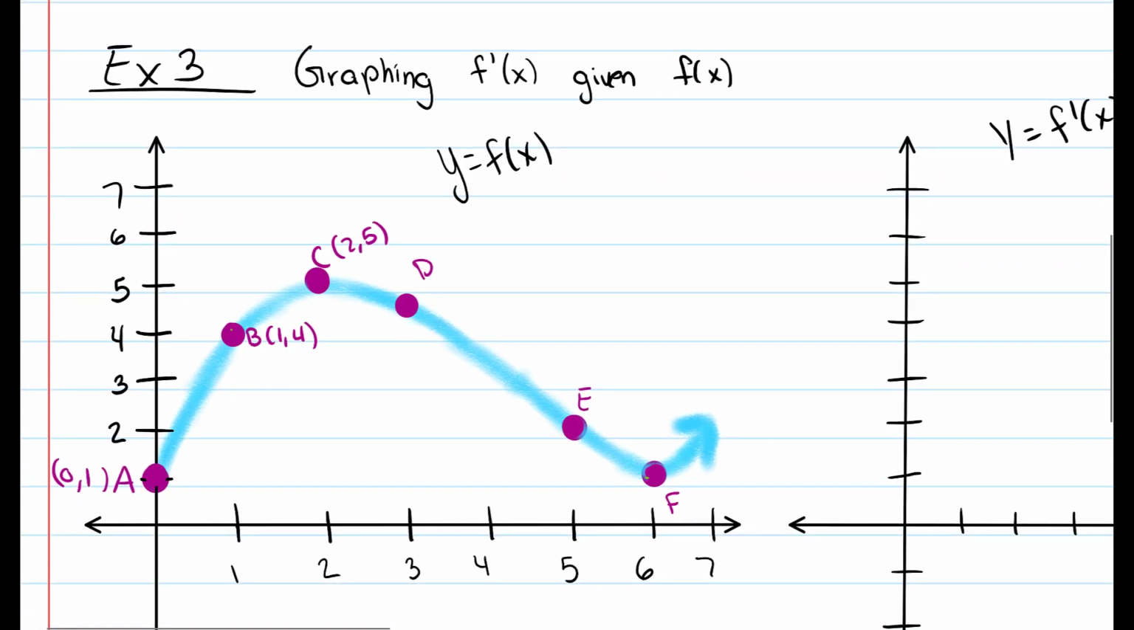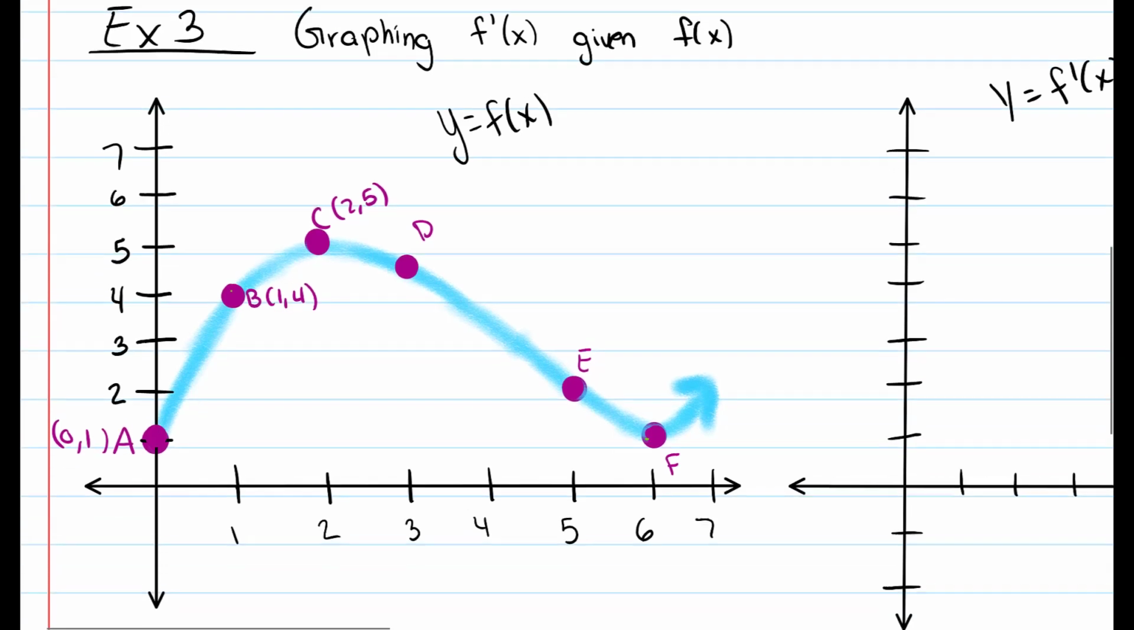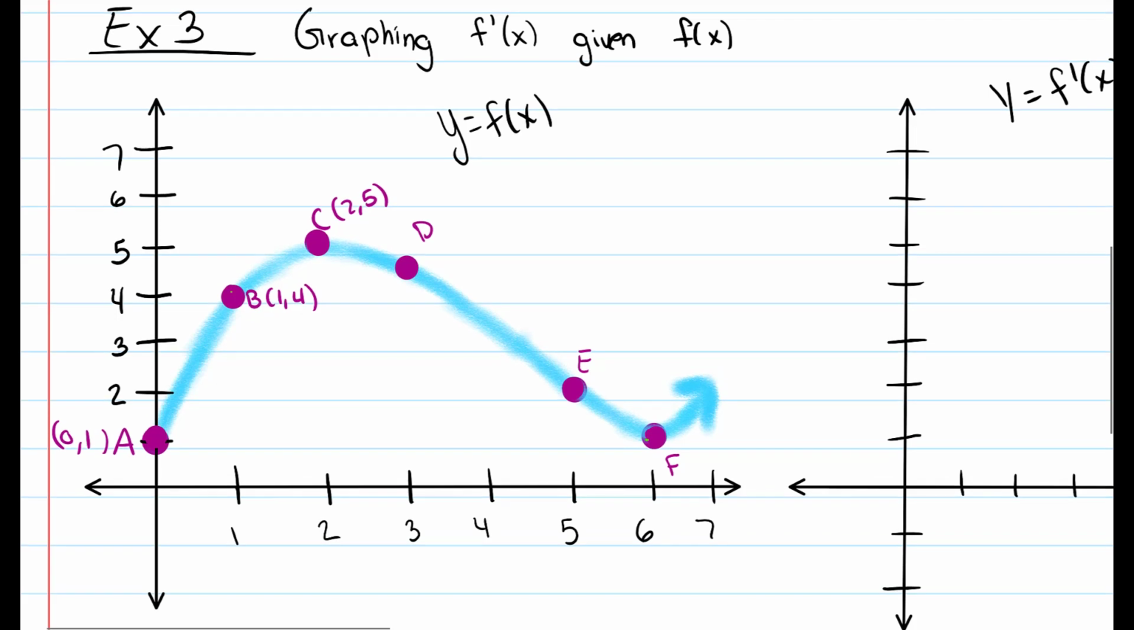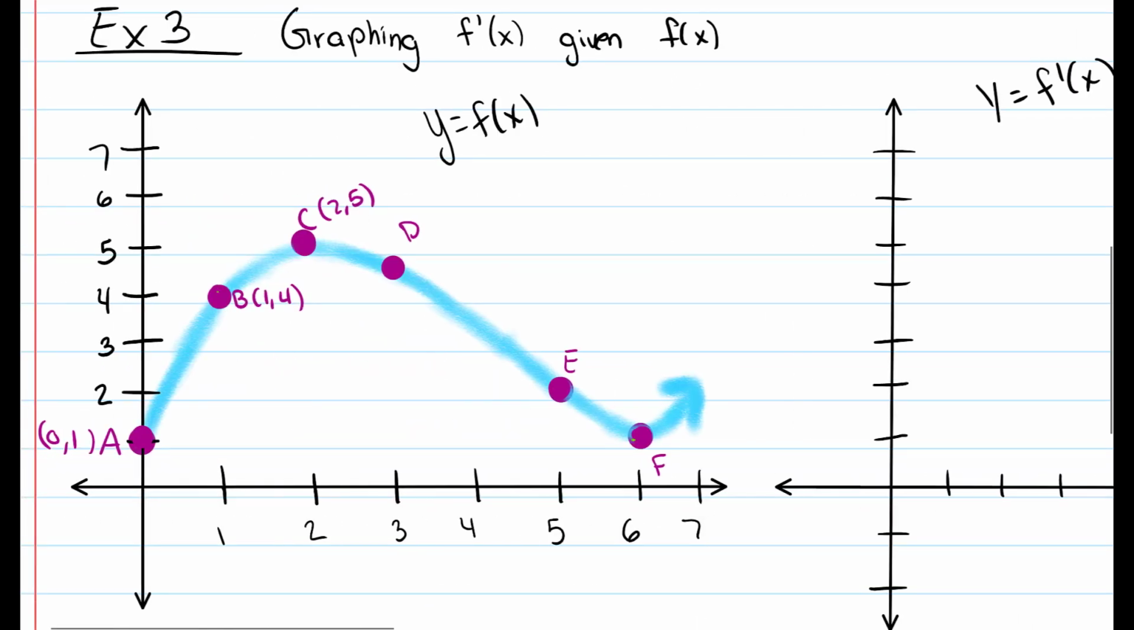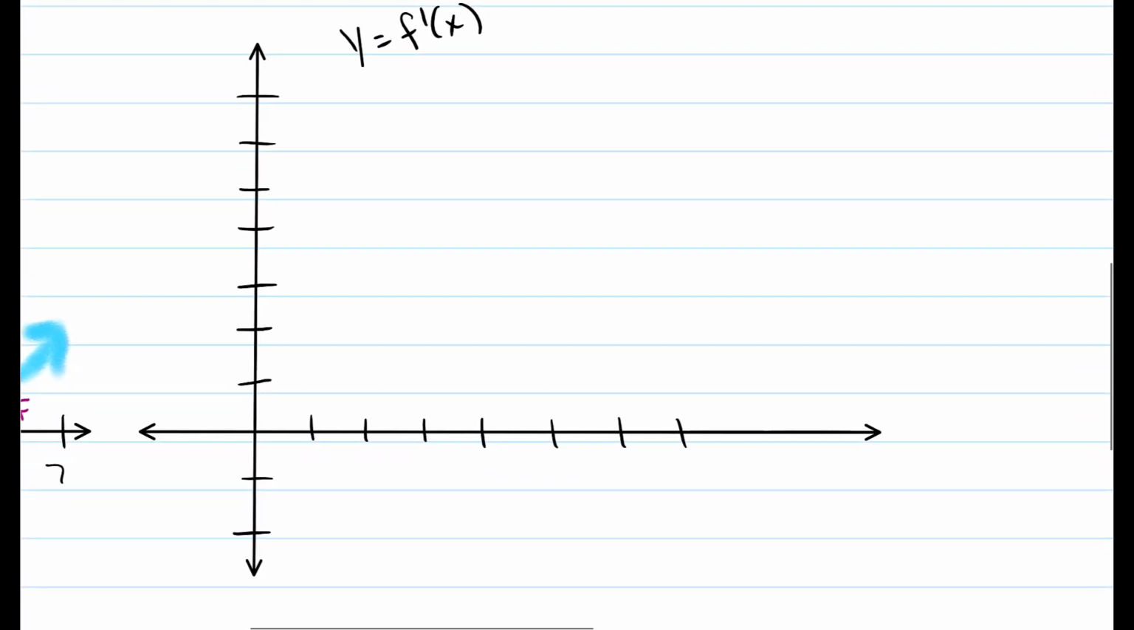In example 3, we're going to talk about how to graph f prime of x given f of x. So right here I have a graph. I'm not really sure what the function is, but we're going to use this graph in order to graph the derivative here on the right. So if this is the graph of the function, remember what the derivative is. The derivative graphs slope. So on the derivative graph, my x-axis is going to be x, and my y-axis is going to be m, because this is slope.